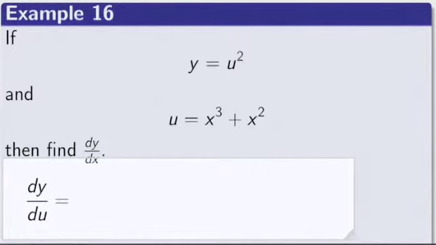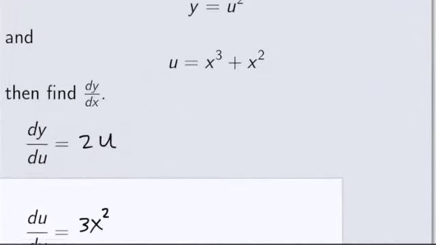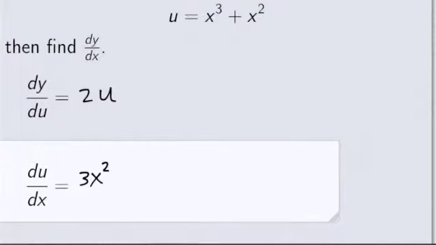Dy du is equal to 2u, since y is equal to u squared. Derivative of u squared is, we drop the index to the front and subtract 1 from the index, so we obtain 2u. Now derivative of u with respect to x, u is x cubed plus x squared. So derivative of x cubed is 3x squared, and derivative of x squared is 2x.